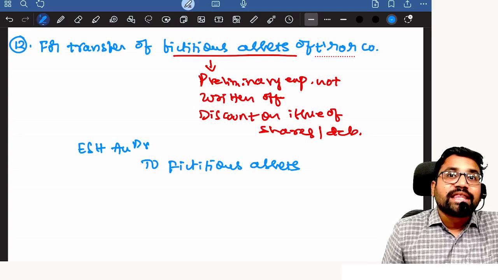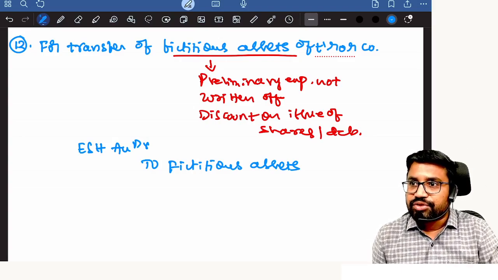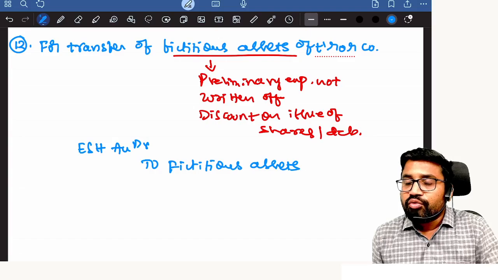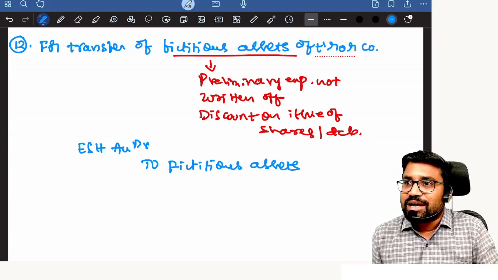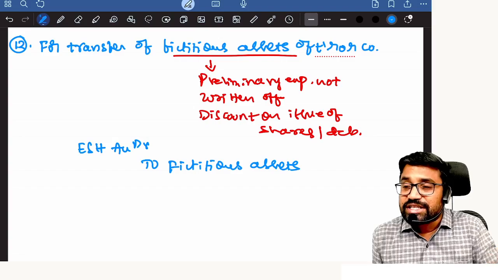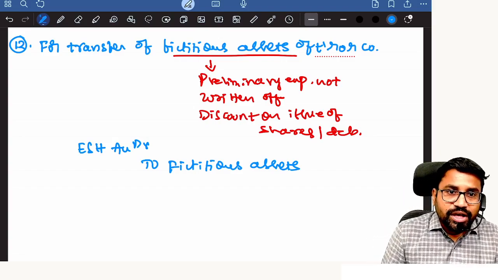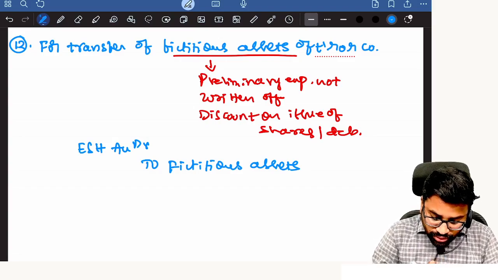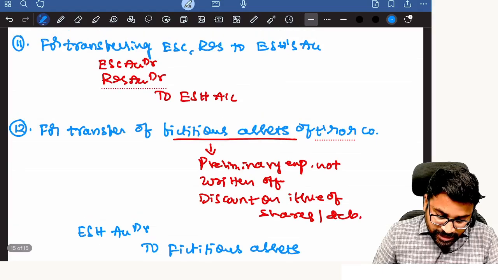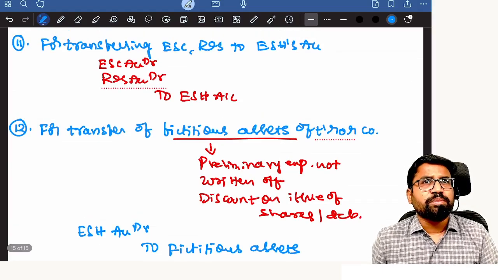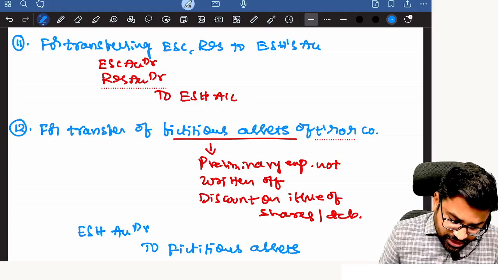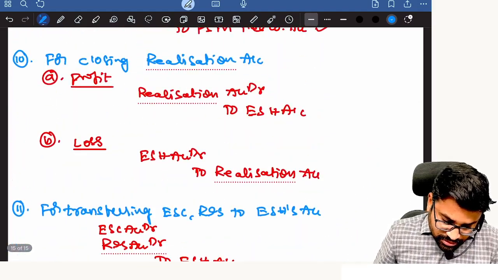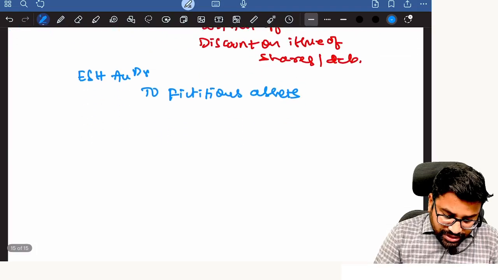But if at all they are there in the transferor company balance sheet, what will you do? How are you going to adjust those fictitious assets? By transferring to equity shareholders. So equity shareholders account debit to fictitious assets. Any fictitious assets in the transferor company, please adjust them to equity shareholders. Now finally, close the equity shareholders account.